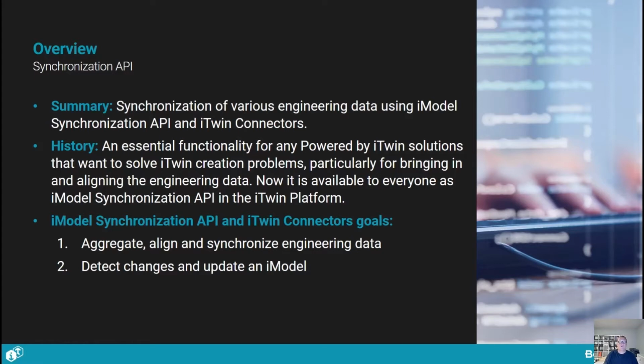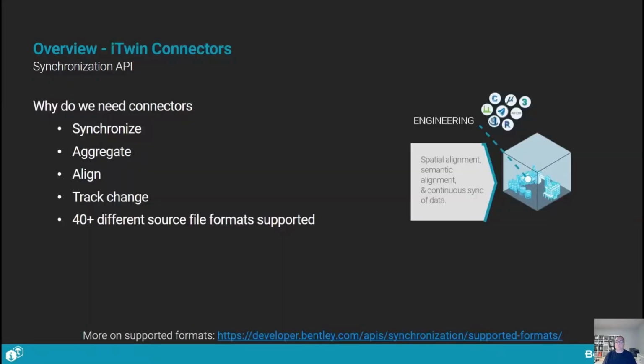Now that we have a general overview, let's take a closer look at connectors and their potential to rescue you. Why do we need them in the first place? Our goals are to synchronize, aggregate, and align data. We want to track change. And engineering data and other data comes in many different formats, and we want to support as many as possible. We have currently connectors for more than 40 formats, including our own, third-party formats, and interchange formats.